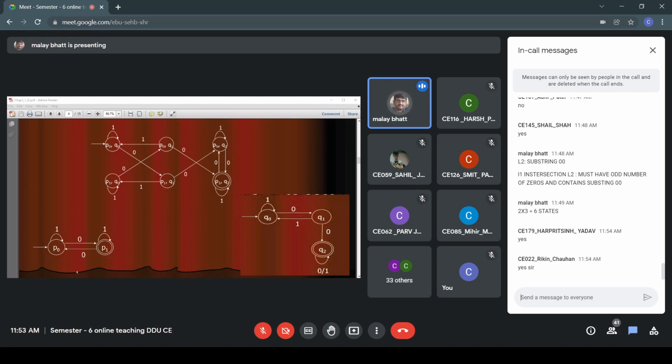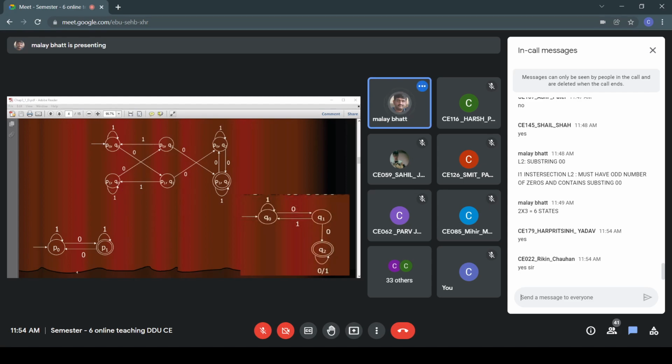Up to this step, the procedure will be common. Now to show the intersection, the only rule is that both the states must be accepting states. To show the intersection of the automata, we have to consider as accepting only the state in which both are accepting states. So that's why P1 Q2 will be the accepting state of this final diagram.